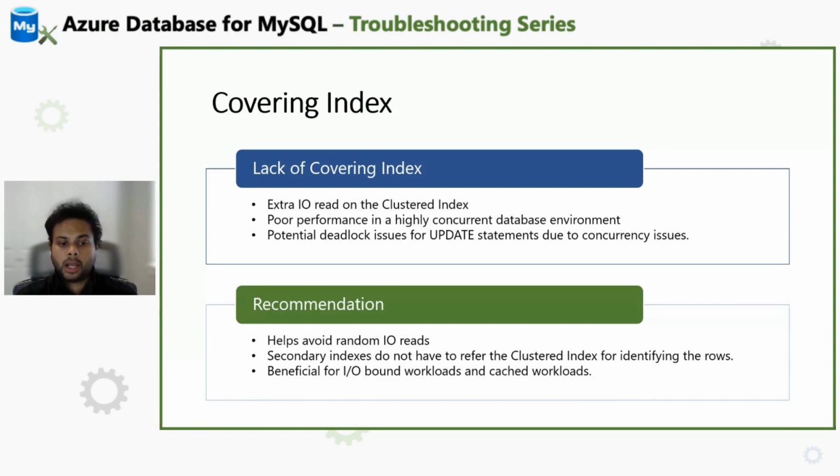And if you do that, it helps you avoid any random IO reads. All of the secondary indexes do not really have to refer to the clustered index for identifying these rows. And it is very beneficial for IO-bound workloads in a highly concurrent database environment. So a covering index can provide you with lots of optimization and improves query response time.